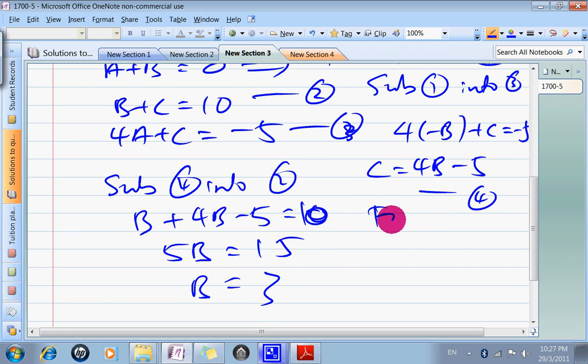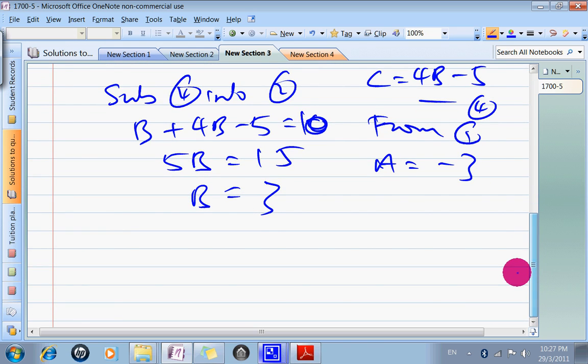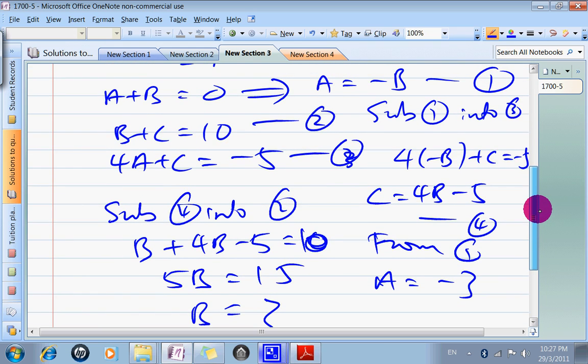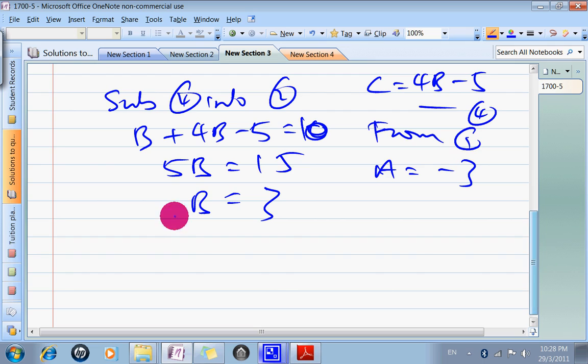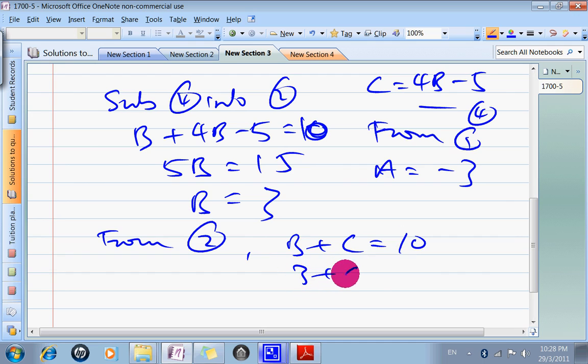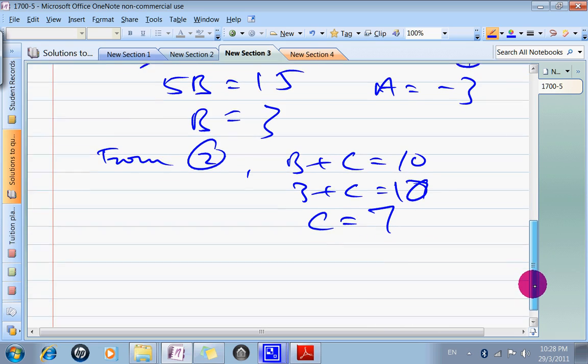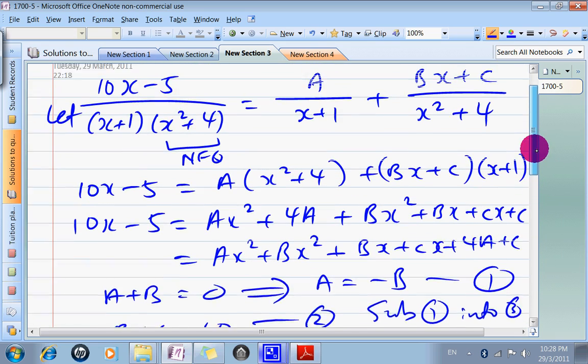So from 1, a is equal to negative b, so a is negative 3. And from equation 2, b plus c is equal to 10. So 3 plus c is 10, so c is 7. So now we know what a, b, and c are already.